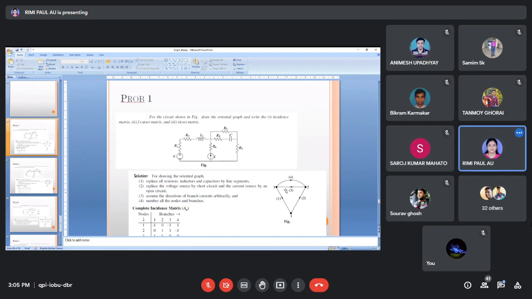Now check that if I take 1 3, then the total number of nodes is 3, right? So the number of twigs should be 2.